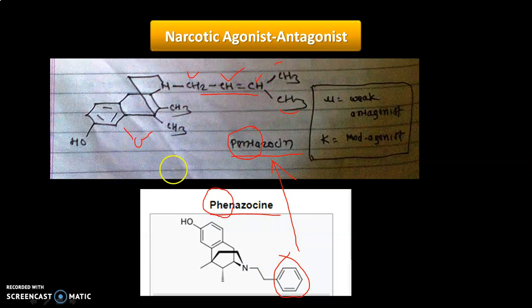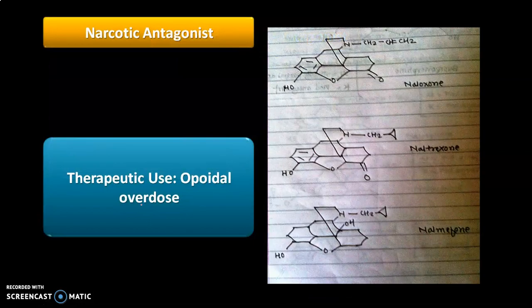When you need moderate analgesia, in those cases we use the narcotic agonist and antagonist type of drug, that is pentazocine and phenazocine. This is the therapeutic application of this category. Now we are moving to the next and the last category, that is narcotic antagonist.